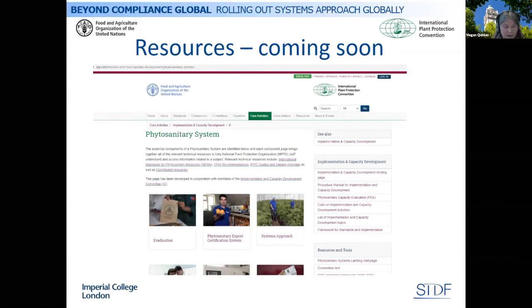There are different ISPMs and manuals and things that might be relevant that are brought together under a systems approach. And then there's going to be a place where you can download the tools that I've just mentioned, along with user manuals and anything you need in all the 6 languages.